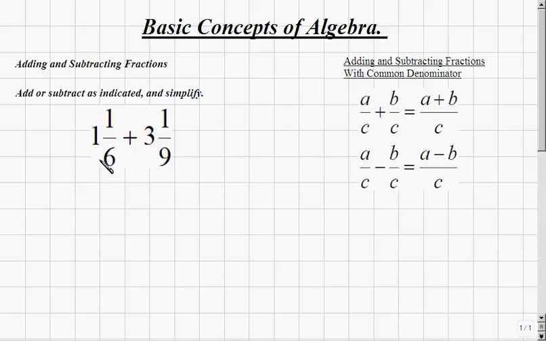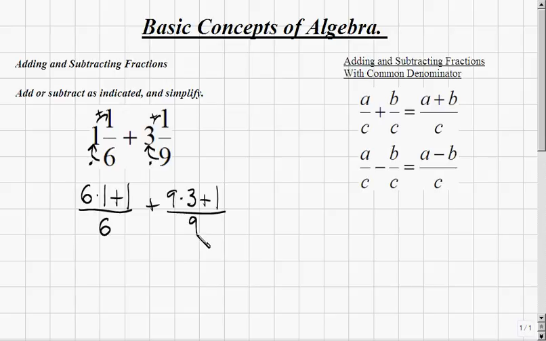To do that, we'll multiply the denominator by the whole part, and then add the numerator to that, and write that over the denominator. In other words, this will become 6 times 1 plus 1, all over 6. Plus, and similarly, we'll multiply 9 by 3, and then add 1 to that, and write that over 9. So 9 times 3 plus 1, all over 9.